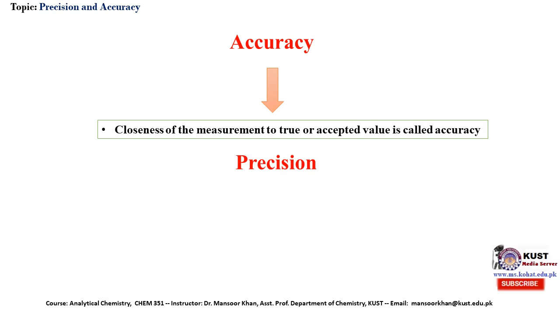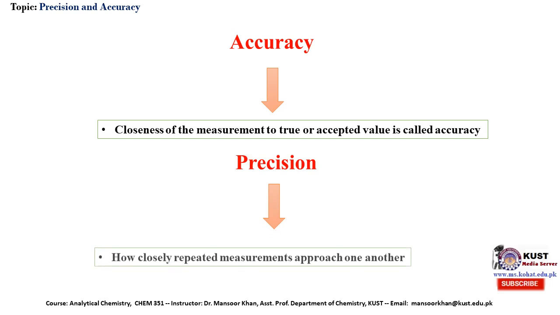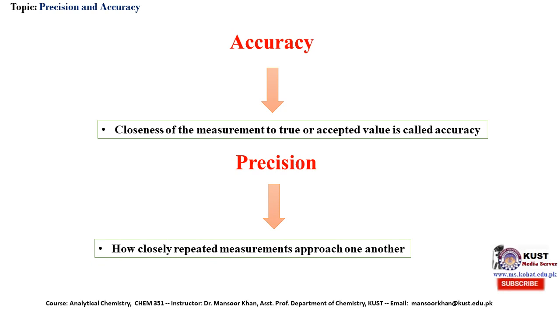While on the other side, precision can be defined as how closely repeated measurements approach one another. As we know, a scientific experiment consists of more than one measurement. So how closely all the measurements are related with each other, this is called precision.